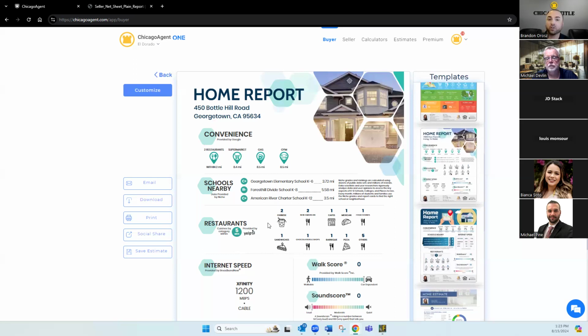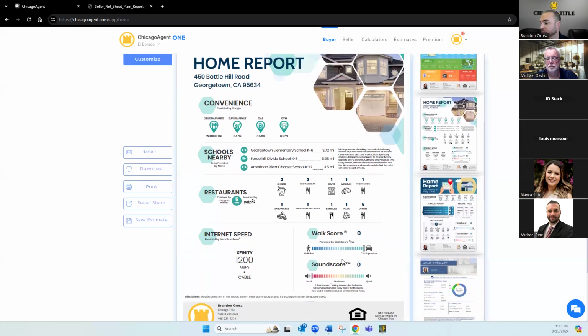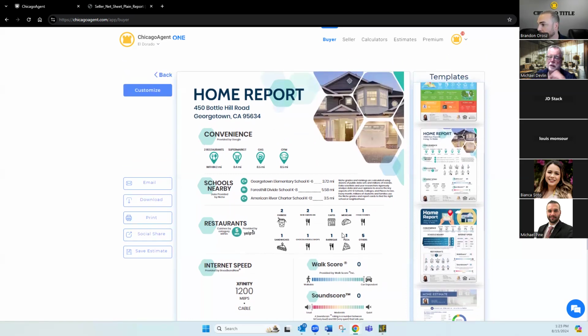Like the walk score, the sound score, all of that's important, internet speed. And you don't have to go to schools.org. It pulls the 3 closest schools in the area, gives you the distance and a grade. It's really nice little piece that we have. You're going to find that RPR has reports for buyers, which include school reports as well. If you're showing a house, I would go ahead and run one of these as well. Always send these out.